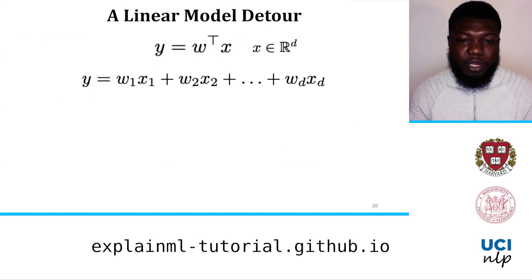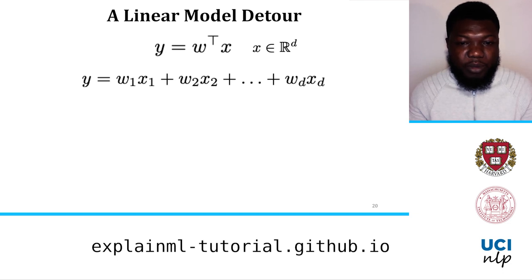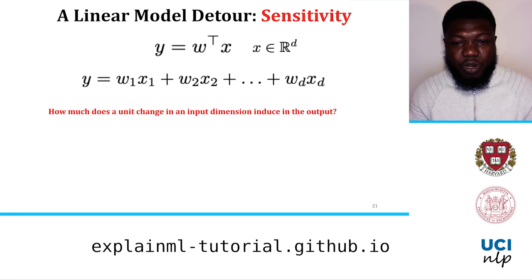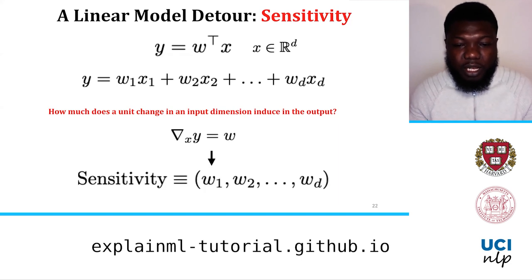So before we actually discuss saliency map techniques, let's take a quick look at a linear model, because linear models are very instructive and can give us insights that might translate to the deep neural network setting. So let's say we have a model W transpose X, where X is in R^D, D dimensions. We can ask a question about the sensitivity. How much does a unit change in an input dimension induce in the output? You can compute the sensitivity as a gradient that gives you essentially the weights of the model. And here the gradient is the input gradient. So you compute the derivative of the output with respect to the input, and you essentially get the weight vector.